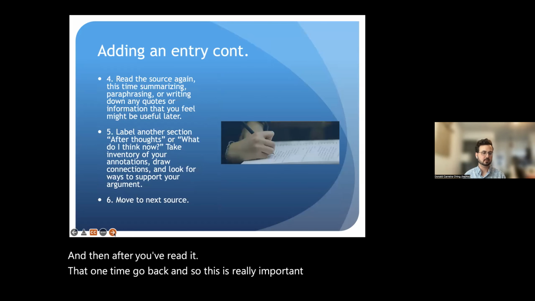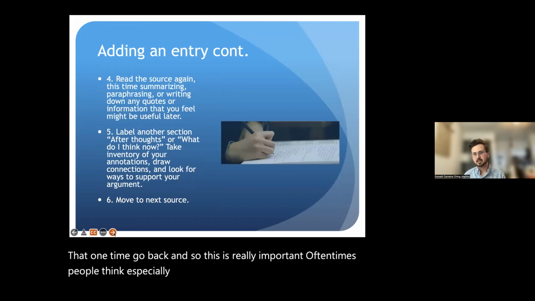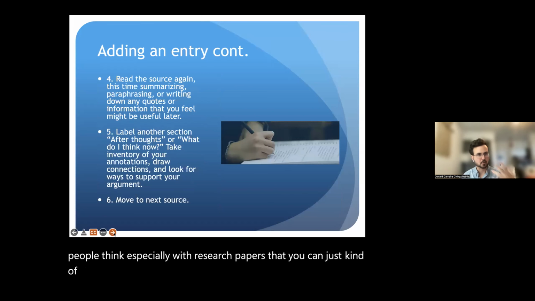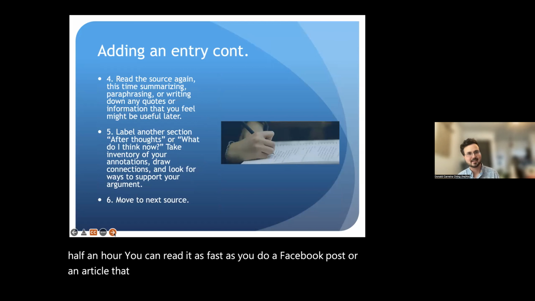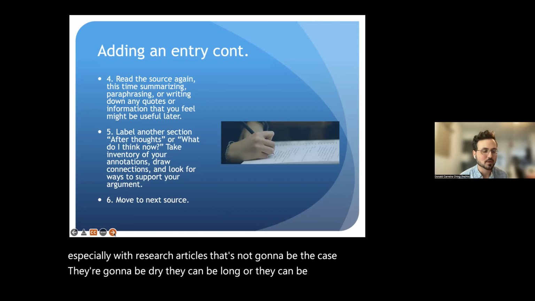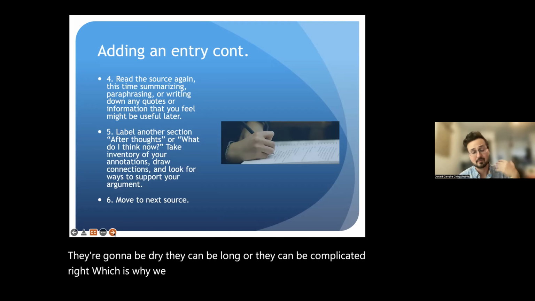Oftentimes people think, especially with research papers, that you can just kind of jump into the article and read that 30-page paper in half an hour. You can read it as fast as you do a Facebook post or an article that you found on social media. But in most cases, especially with research articles, that's not going to be the case. They can be dry, they can be long, they can be complicated, right? Which is why we want to give ourselves in our mind time to process.